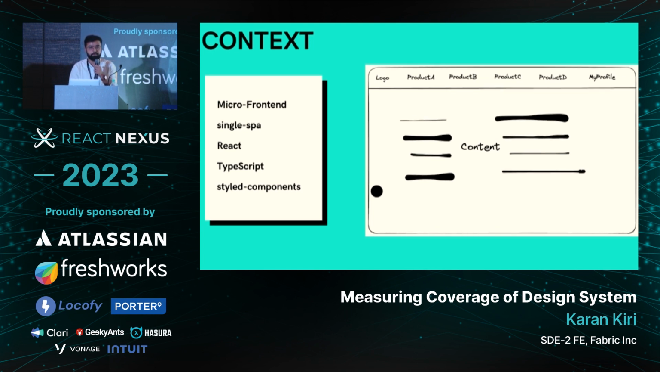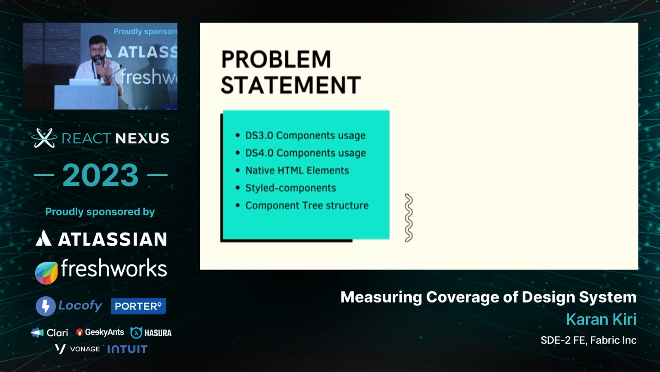And while we were in the process of migrating our products to design system 4.0, we wanted to measure how our design system is getting used. Define our problem statement here. What we wanted to identify was how many teams and how many products are using DS3 components and how many DS4 components are getting used, if they are using any native HTML elements or not, if they are using any styled components or trying to override any styled components.